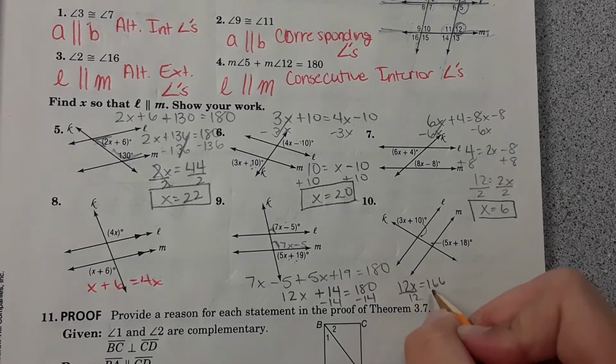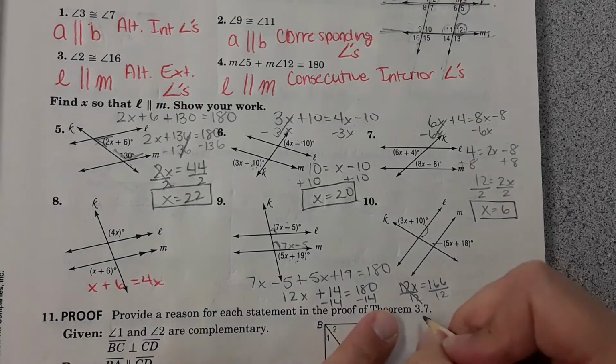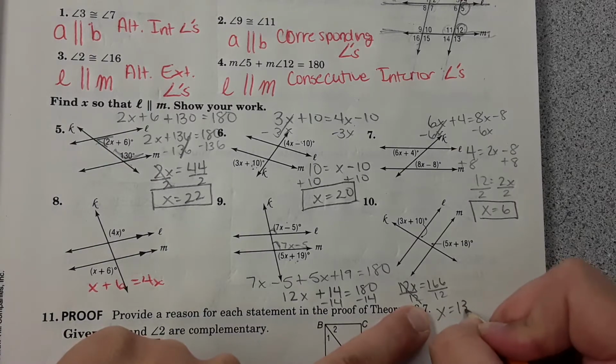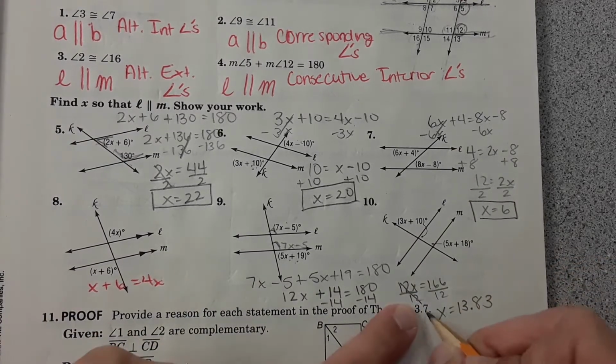And this one doesn't come out exact. Comes out, we'll round it to 13.83.